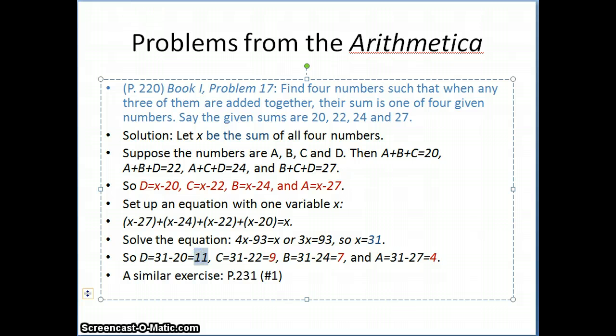So in this example, instead of trying to find a, b, c, d directly, we try to find the sum first. When we get the sum, we can find the other numbers easily. So the first homework assignment, number 1 on page 231, is very similar to this. Daventer's textbook Arithmetica has 189 problems in there, and this is one of them.